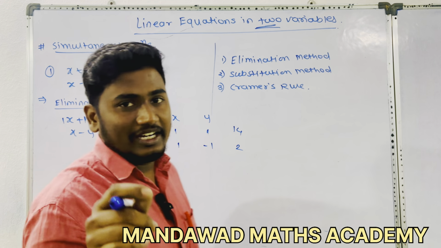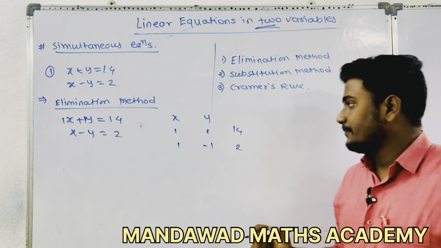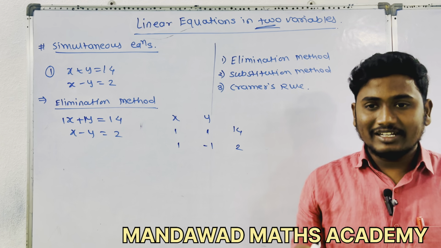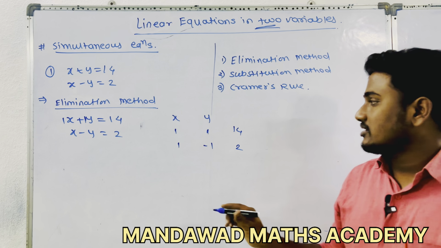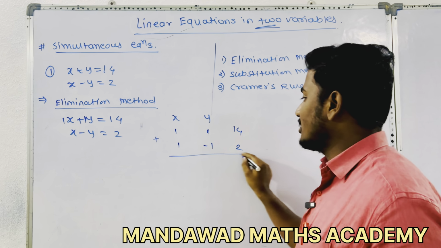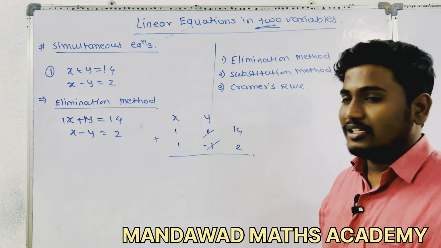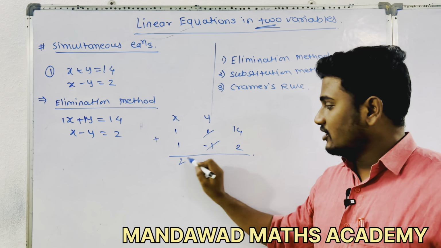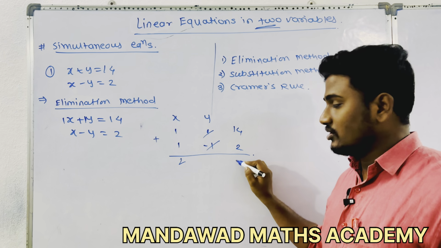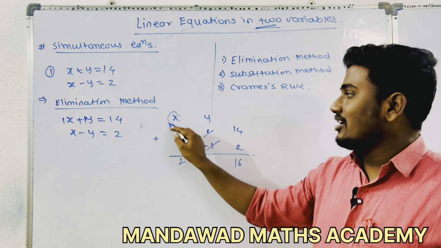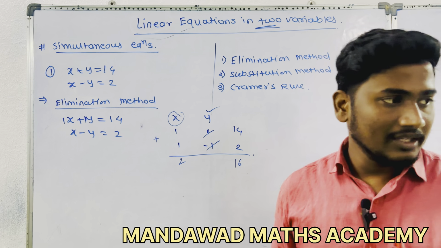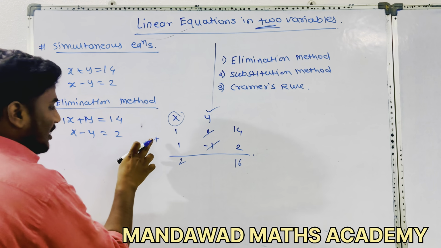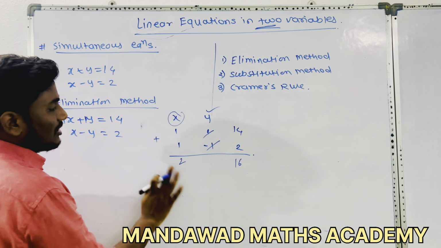Elimination means you can eliminate either x or y by using addition or subtraction of the given equations. Suppose I do addition here. What cancels? This plus 1 and minus 1 cancel. What is remaining? x plus x means 1 plus 1, here 2x. 14 plus 2, 16. So we get the value of x, and y is eliminated. Yes or no? If we do addition here, plus 1 and minus 1 cancel.